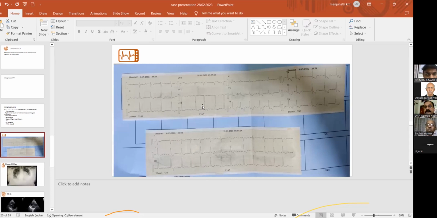Okay, with controlled ventricular response. There is an RSR pattern with ST-T changes in V1, V2. Before that, axis is more useful in this case. Axis is around 100 degrees. Minus 100? Plus 100, sir.